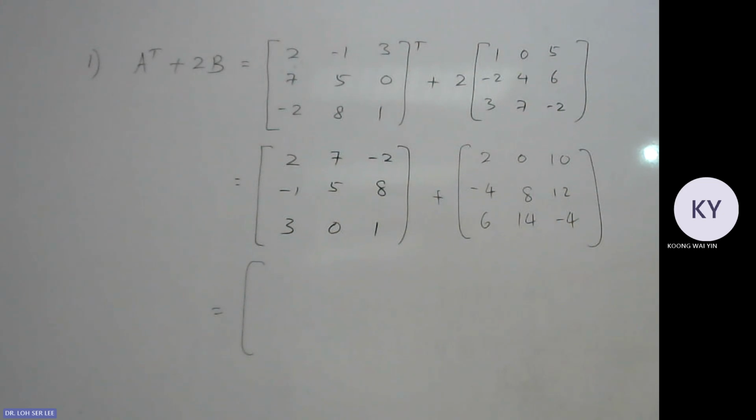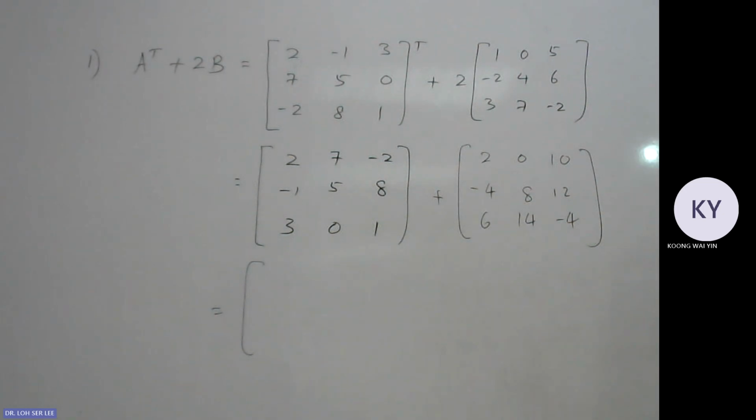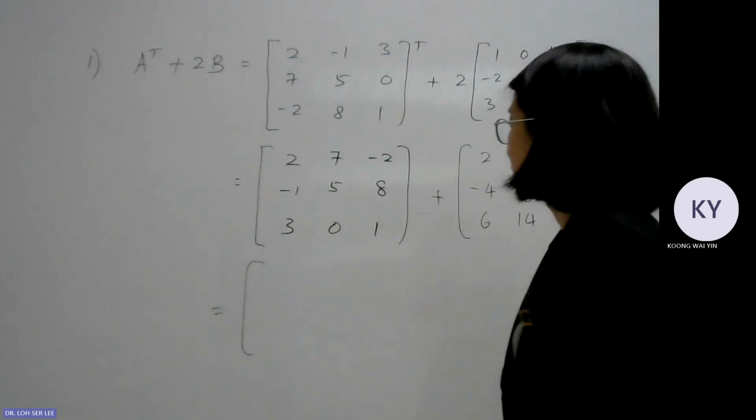Number 2. If you start number 2, you can find that B has an order of 3 by 3. C has an order of 2 by 3. 3 by 3, 2 by 3, they are not of the same order. That's why we can't proceed to get the answer. So the answer is undefined.